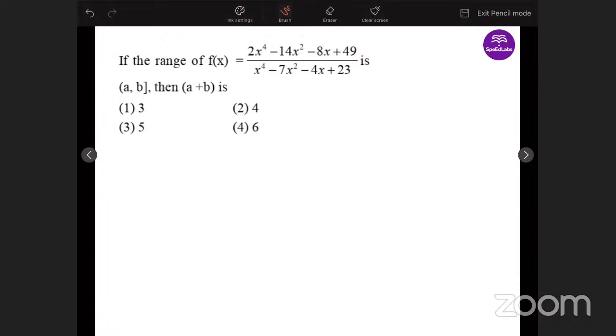So basically, we have to divide these two. After dividing, basically the quotient plus remainder upon whatever we divided with. So let's say this is a. I'm writing it like this: the quotient plus remainder upon a. Can you write like that and let me know what is the quotient, what is the remainder? A is anyways x power 4 minus 7x square minus 4x plus 23.